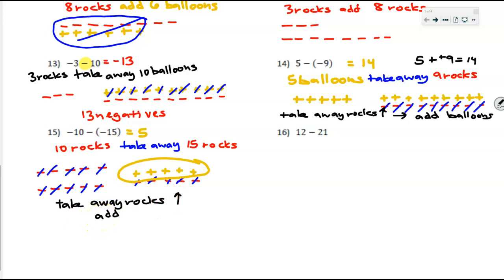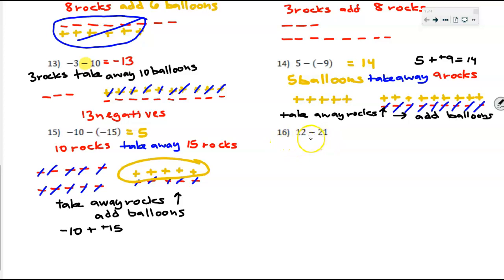Add balloons. So maybe I could think about this problem instead of having to draw a model. Maybe I can think about it this way. Negative 10 plus a positive 15. Maybe that's a little bit easier to do in your head.